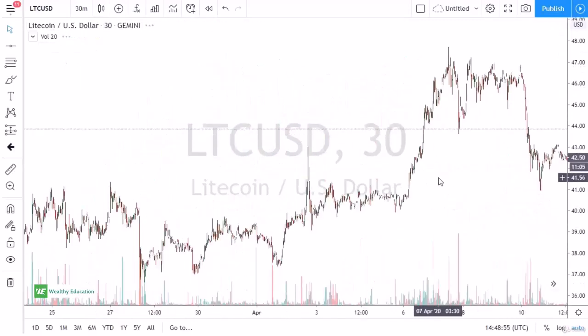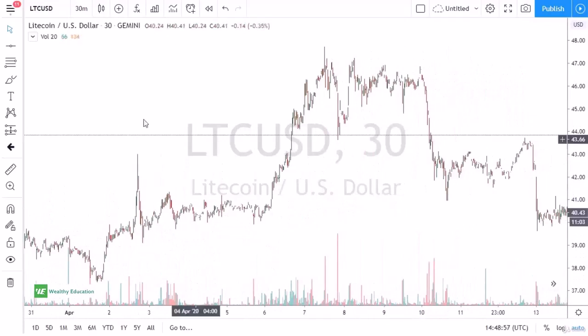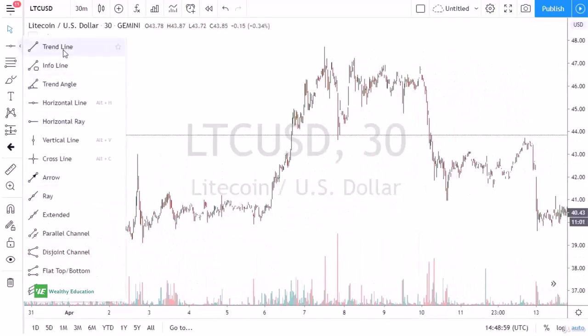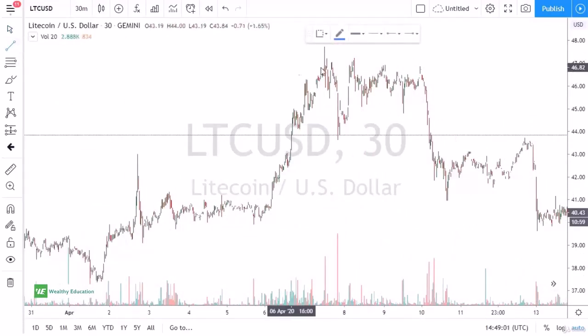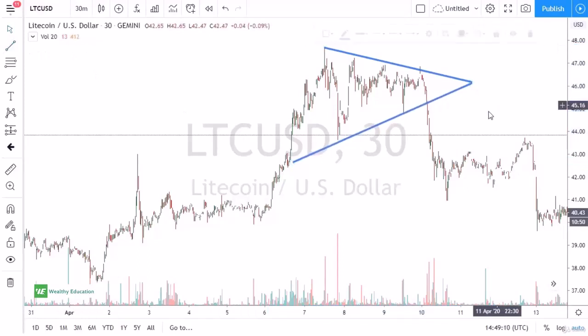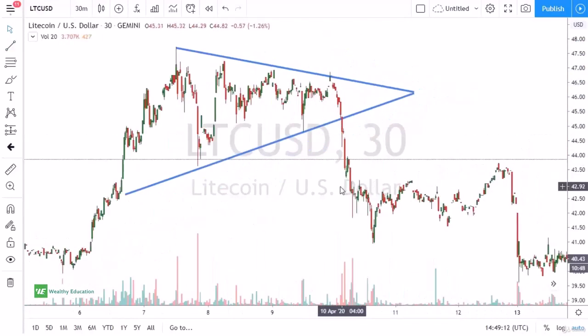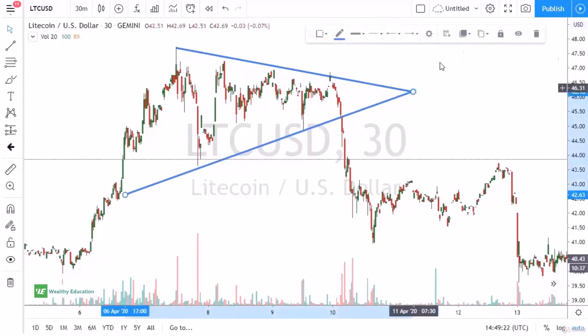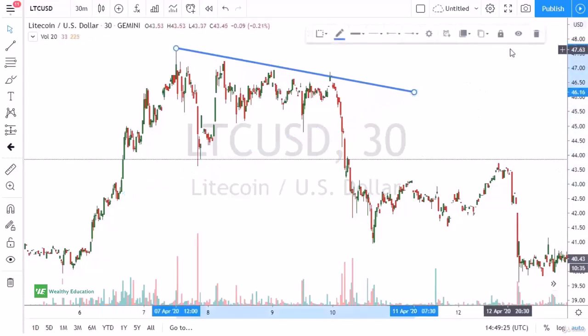As you can see, when you zoom way out, there's an argument to be made for this as well, which would be a major symmetrical triangle being broken down. And you did, in fact, get that move all the way down to here. So a lot of different factors setting up in this trade.